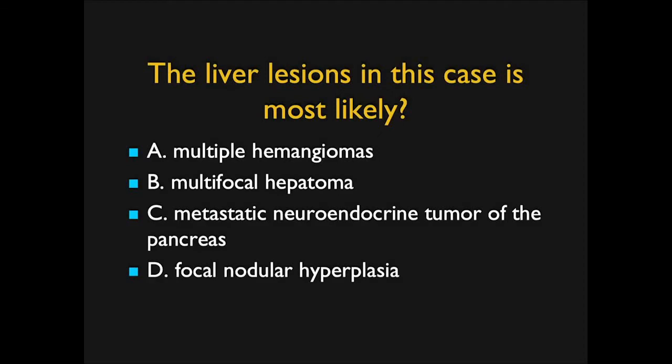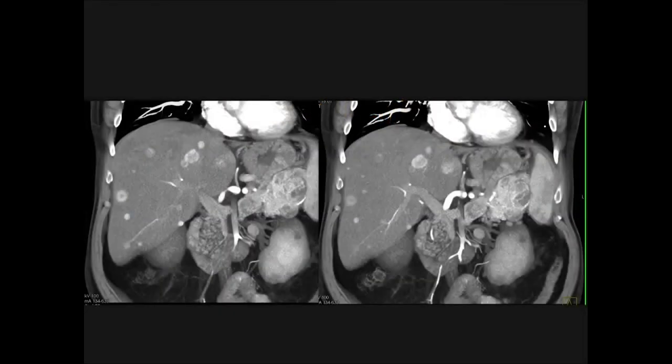The liver lesions in this case are most likely, well, one thing you can see, look at the image. There's a large mass in the tail of the pancreas that's enhancing. It's solid and it's cystic. Now you say there's lesions in the liver, so I know they're going to be Mets. And they're going to be Mets from that tail of pancreas tumor, which make it a neuroendocrine tumor.